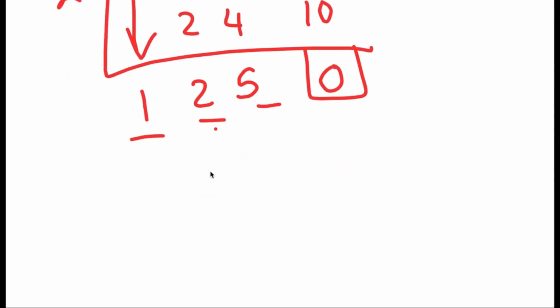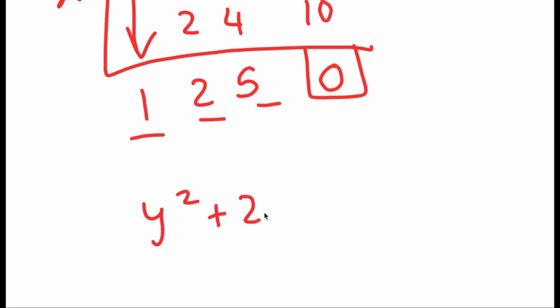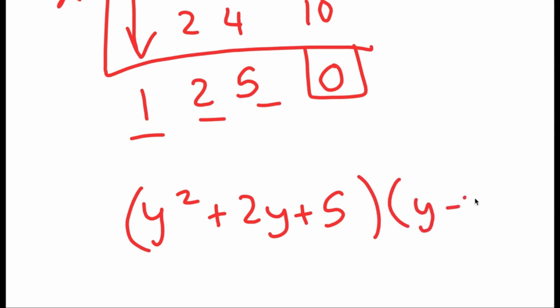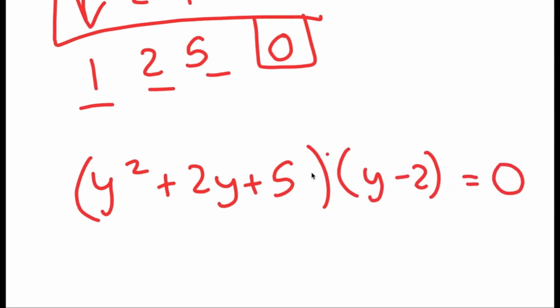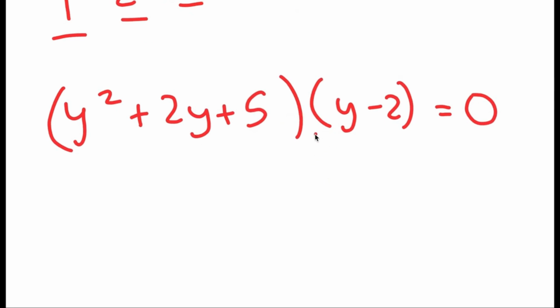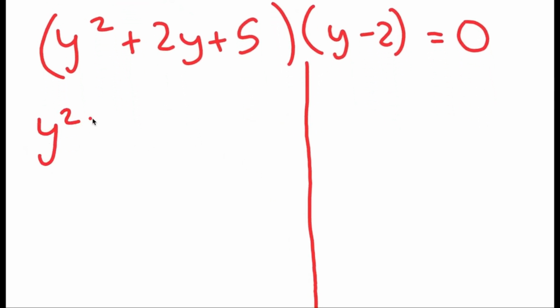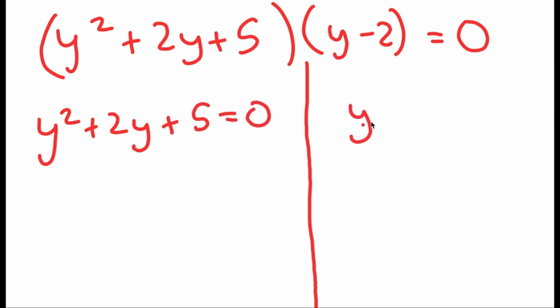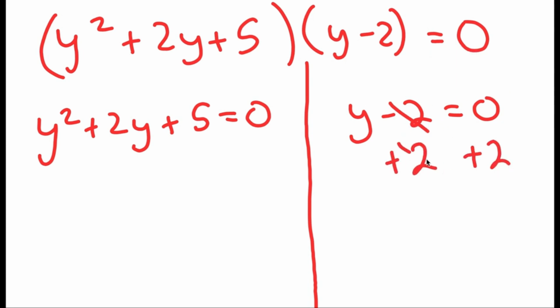And I'm going to use these as my coefficients, so I get y squared plus 2y plus 5, meaning y squared plus 2y plus 5 times y minus 2 is equal to 0. So this is my equation, and I'm going to divide this into two equations. y squared plus 2y plus 5 is equal to 0, and y minus 2 is equal to 0. So now for y minus 2 equals 0, I'm going to add 2 on both sides. So I get y is equal to 2.